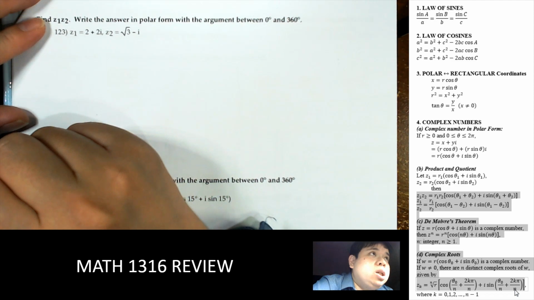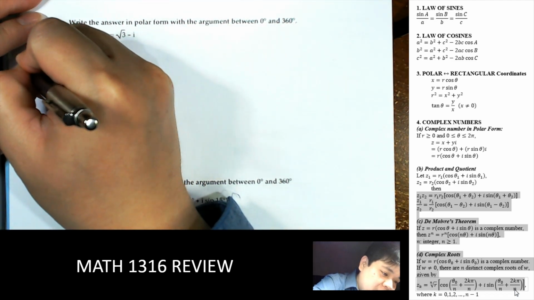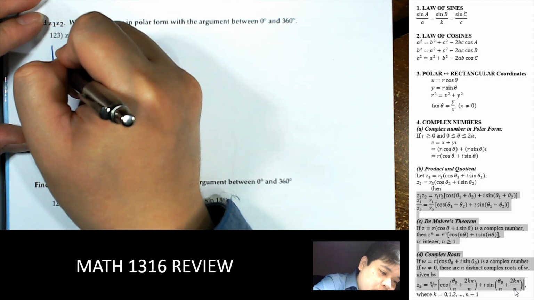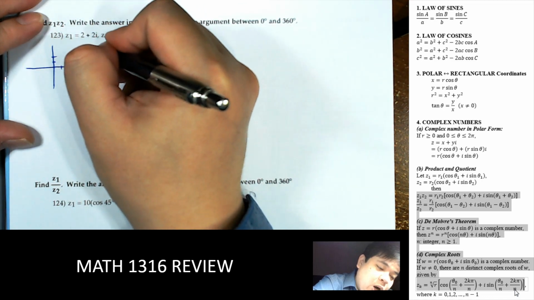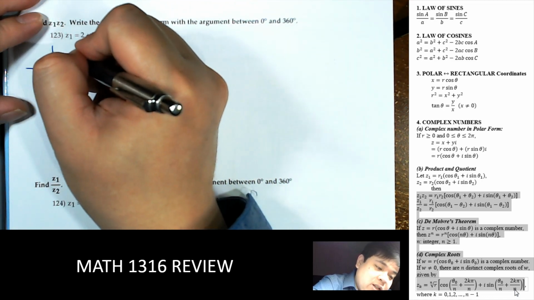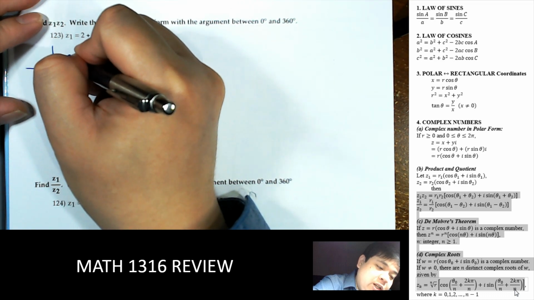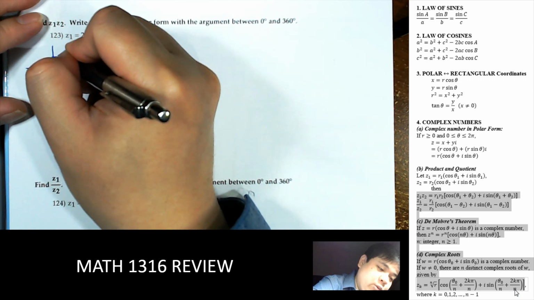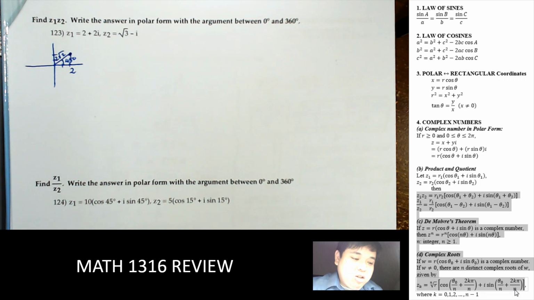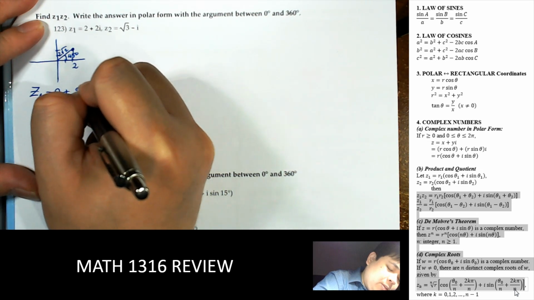2 and 2i. We can even draw that easily. 2 on the real or the x-axis, 2 on the imaginary or the y-axis. So the point is there. We can also say 45 degrees, and 2 and 2, so that's square root of 2, square root of 2. So z1 is equal to 2 plus 2i.